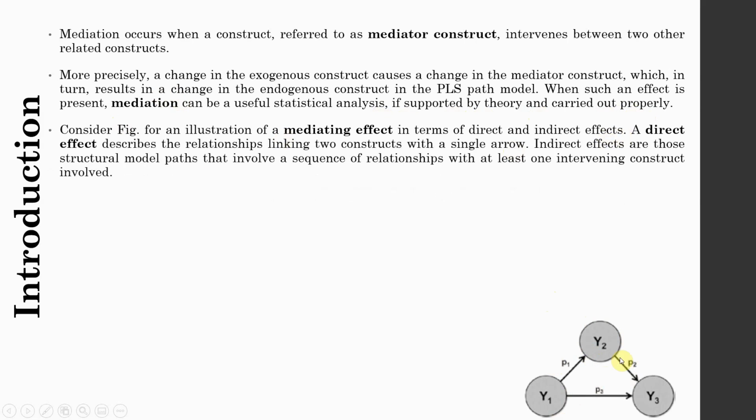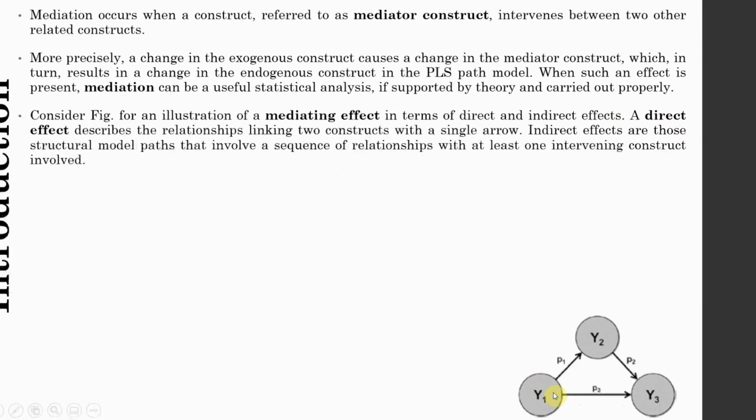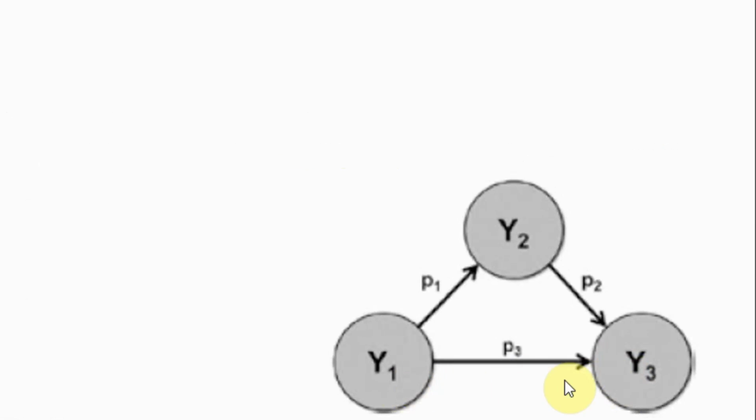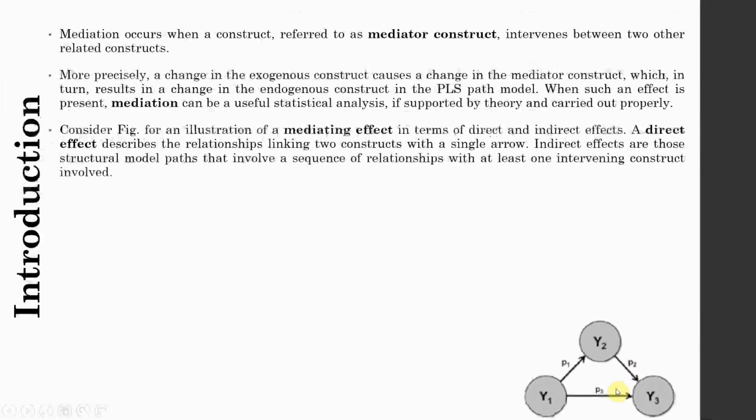Consider this figure for illustration of the mediating effect in terms of direct and indirect effects. A direct effect describes the relationship linking two constructs with a single arrow. This is your direct relationship: Y1 to Y3, Y1 to Y2, Y2 to Y3. There are no mediators in between.